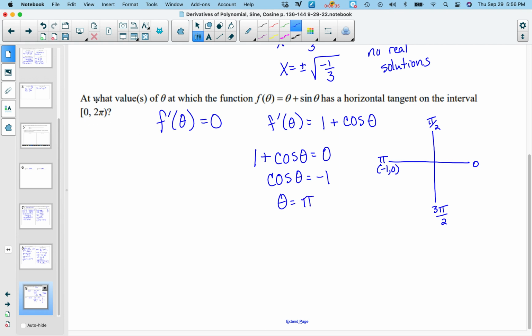And that fits within the interval because they're asking us just on the interval from 0 to 2 pi, which would be 1 trip around the unit circle. So this is my answer. At which value would you have a horizontal tangent? At theta equals pi, you'd have a horizontal tangent.